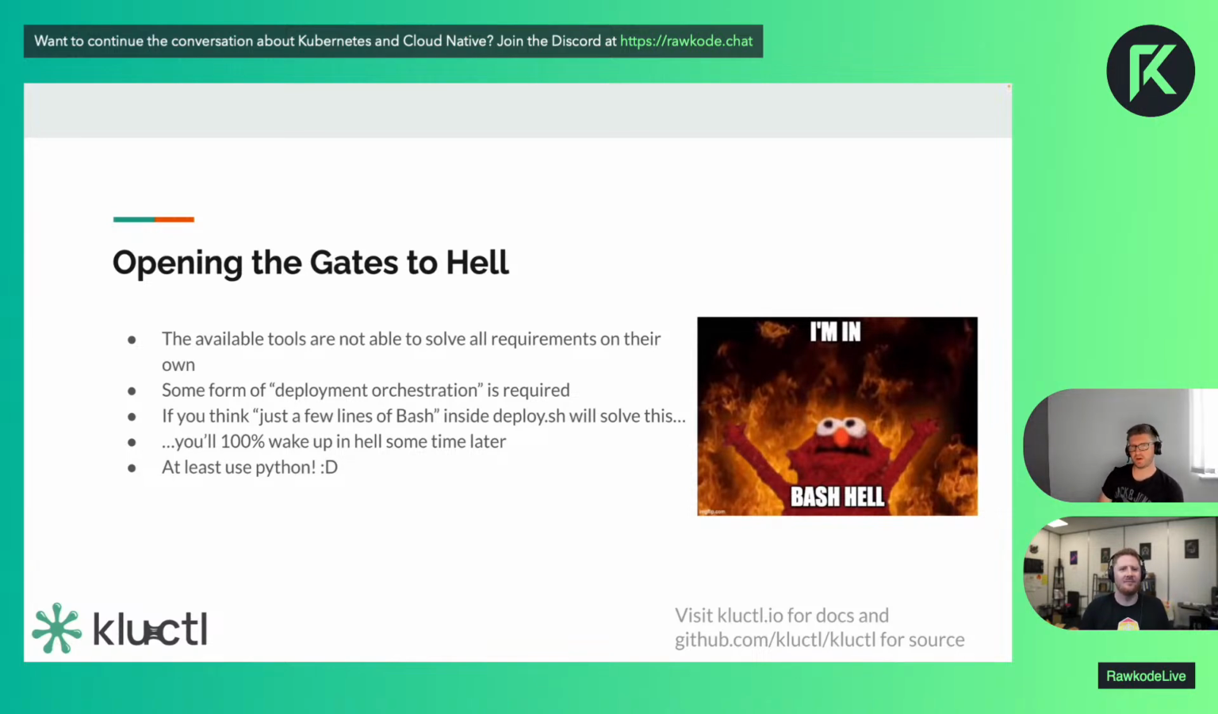All the available tools on their own were not able to solve all these requirements in the last few years. It was always required to do some kind of deployment orchestration, or glue code, as I call it. And from my experience, it always starts like, it's just a few lines of bash. Let's start with the deploy.sh, tell it which environment to deploy to, and then we're happy. I'd say 100% you'll wake up in hell after some time. So at least use Python or maybe a dedicated tool that solves all this.